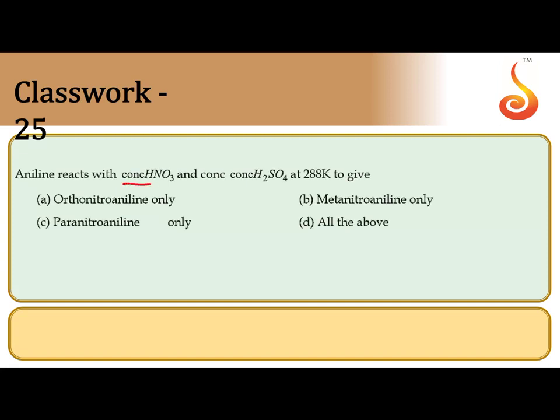Aniline reacts with concentrated nitric acid and concentrated sulfuric acid at 288 Kelvin to give. Concentrated nitric acid and H2SO4 is nothing but the nitration mixture. In the presence of the electron donating group NH2, during the nitration process, since this is an ortho para directing group, we can expect ortho nitroaniline and para nitroaniline.